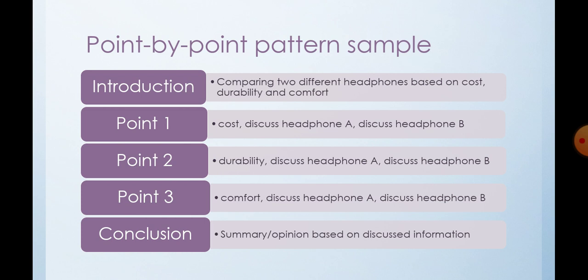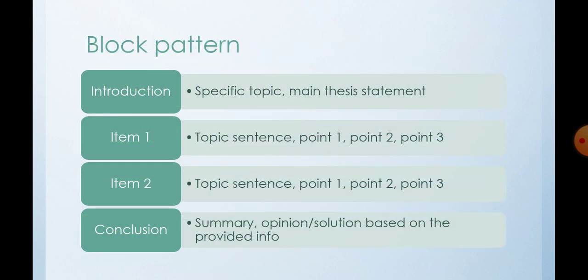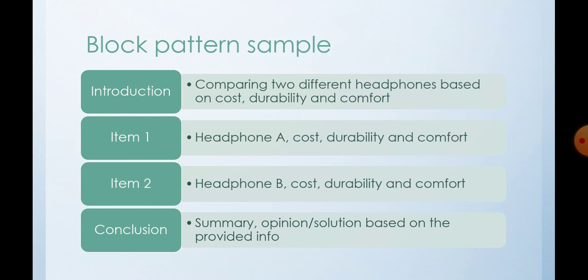When the items discussed are different, the organization by point won't work well. In this case, choose a block pattern for your essay. Each body paragraph or each block will discuss the peculiarities of one item, which will make your text easier to read. Look at the block pattern sample here.